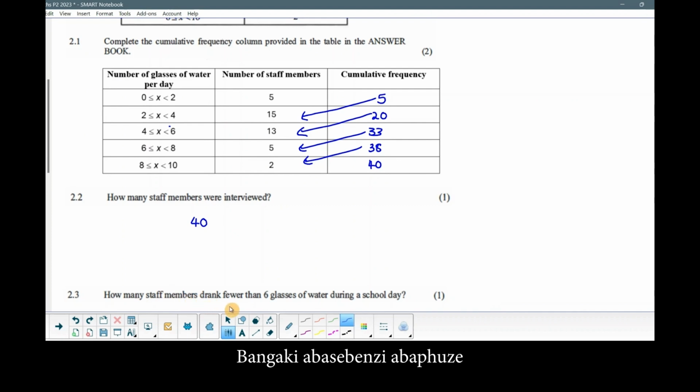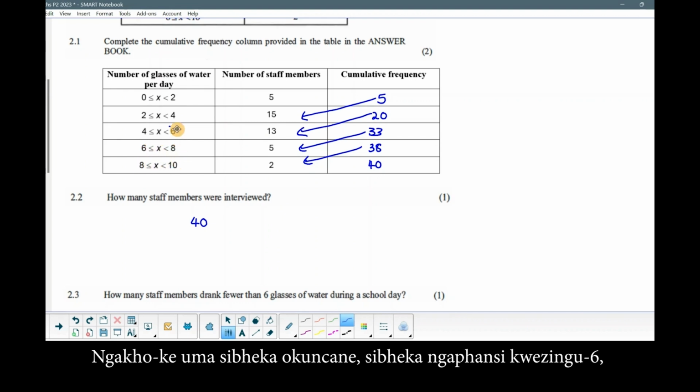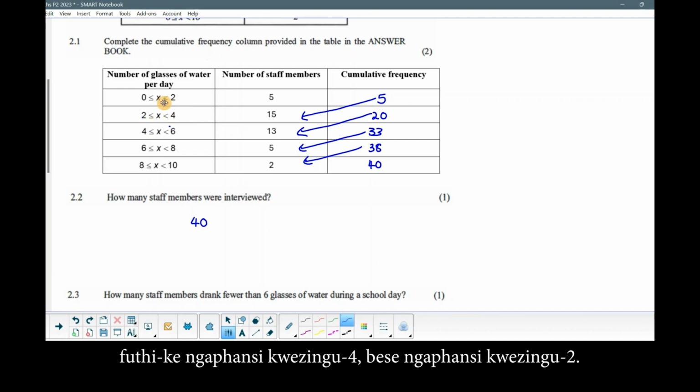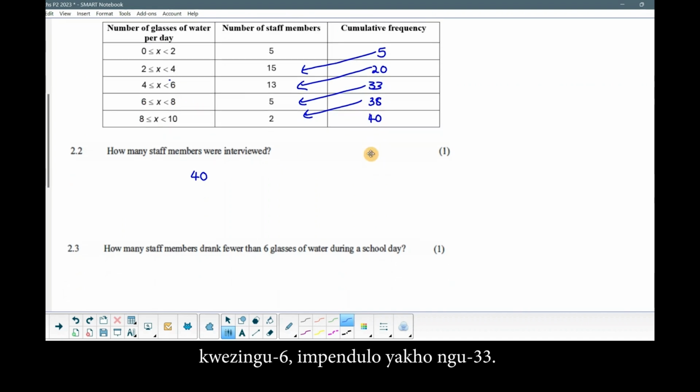How many staff members drank fewer than 6 glasses? So fewer means less than 6. Now, if you look at all these categories, this is the only category where it includes 6 and goes up to 8, and then from 8 to 10. So when we are looking at fewer, we are looking at less than 6, obviously then less than 4, and then less than 2. So how many in total drank less than 6? 33 is your answer.